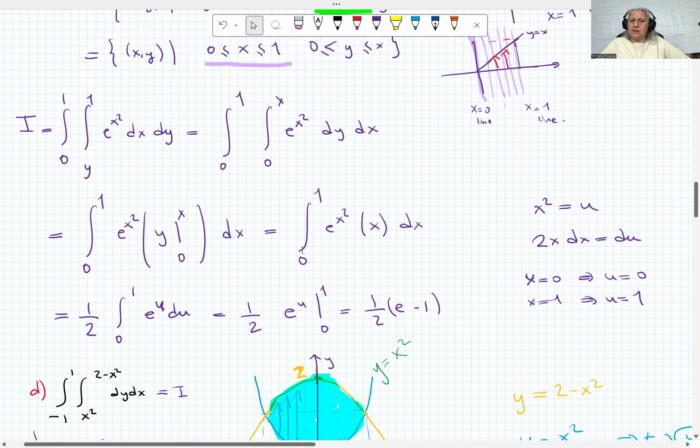So that is 1 over 2 comes from here. du over 2 is x dx. x dx is 1 over 2 du. And this one here is just e to the u, that is 1 over 2 e to the u from 0 to 1. If you put e to the 1 minus e to the 0, e to the 0 is 1. So you have 1 over 2 times (e minus 1).